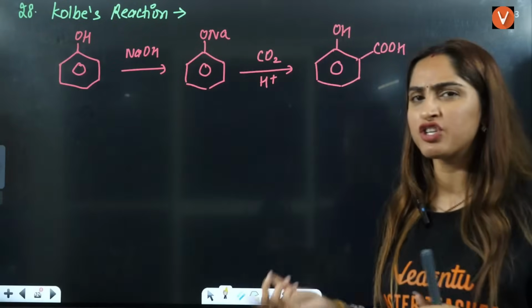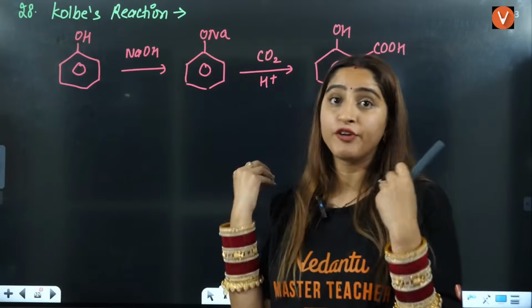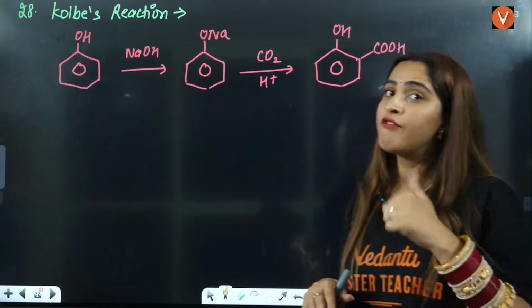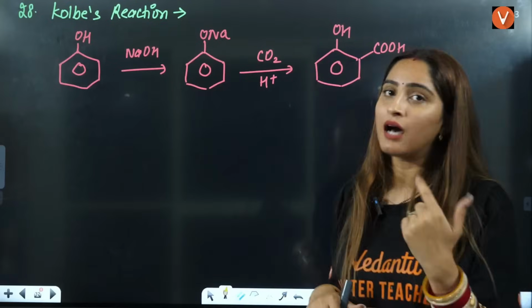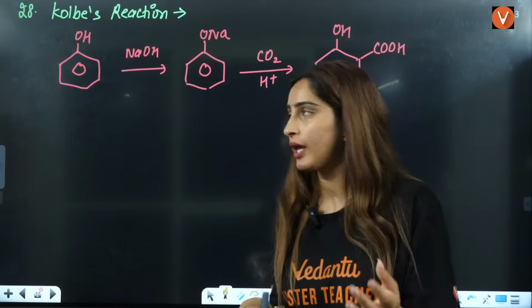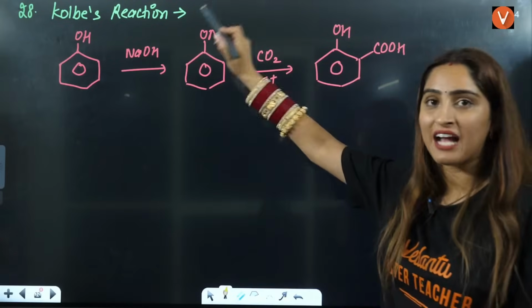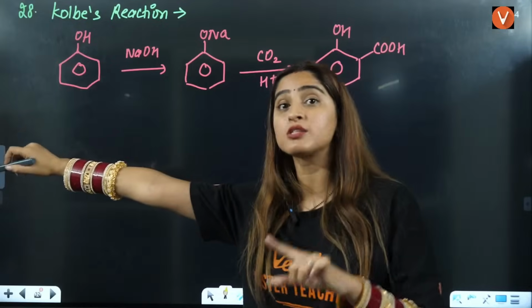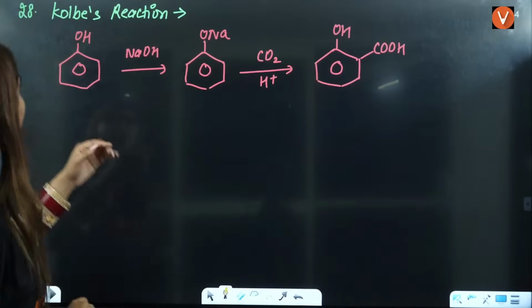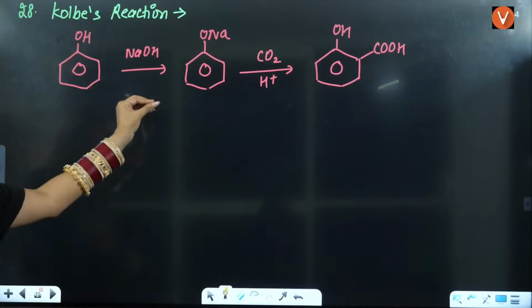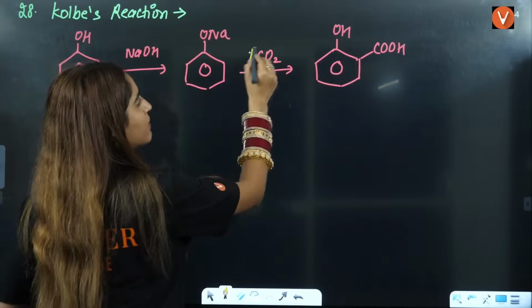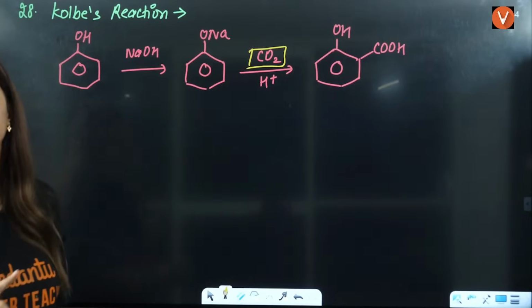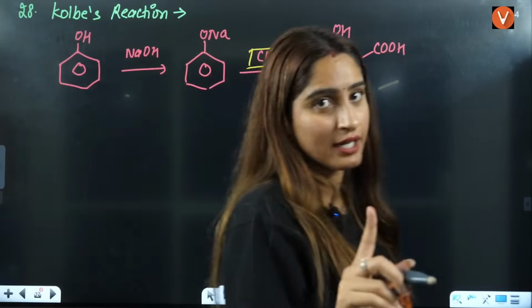So in Kolbe's reaction, in both we use phenol as the reactant, right? In one we prepare salicylic acid, in the other we prepare salicylaldehyde, okay? Talking about Kolbe's reaction, this is not Kolbe's electrolysis, this is Kolbe's reaction. In Kolbe's reaction, what we do? We add NaOH, then we add carbon dioxide, very important. In this case, you get the formation of salicylic acid, okay?